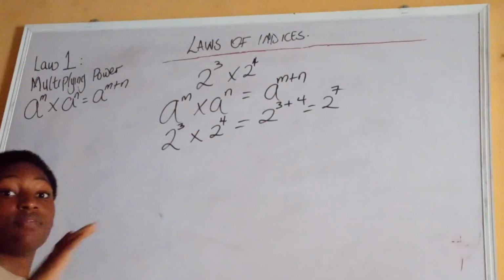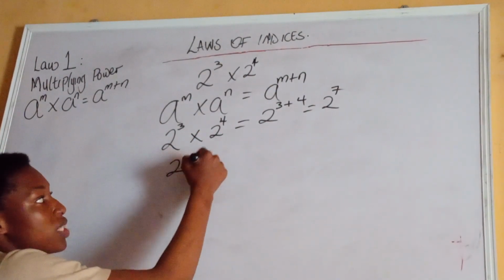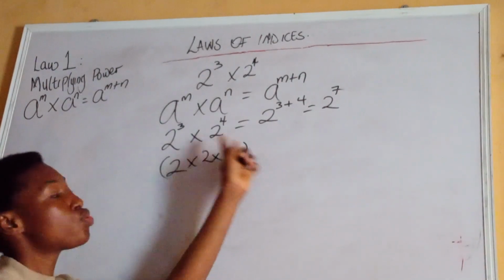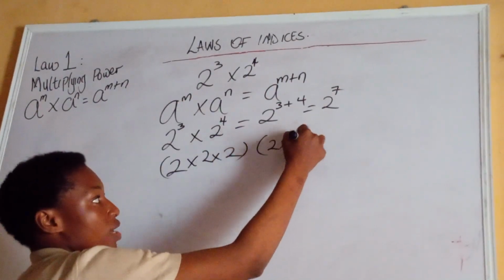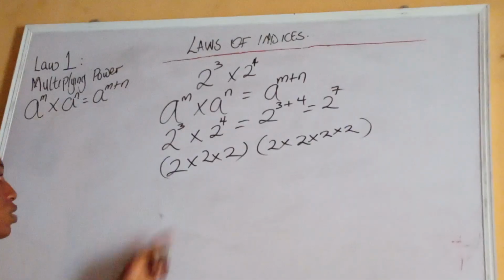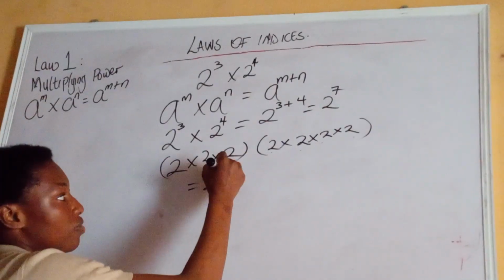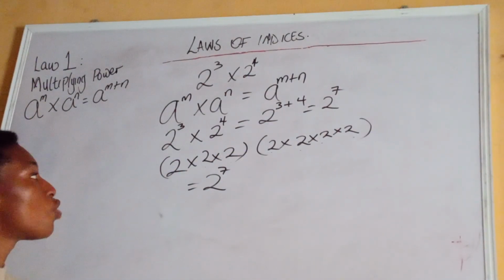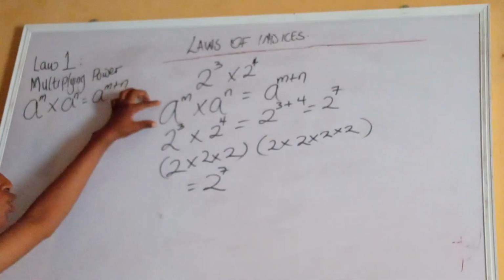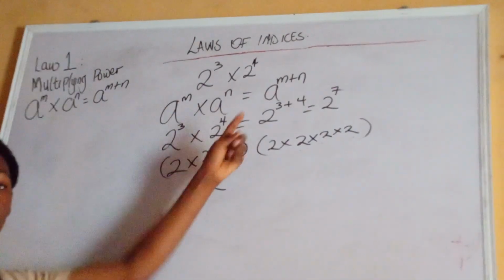To understand this visually, 2 to the power of 3 is the same thing as 2 times 2 times 2, right? And 2 to the power of 4 is the same as 2 times 2 times 2 times 2. Now, if we count, we have 1, 2, 3, 4, 5, 6, 7. 2 to the power of 7. So without going through all the stress of expanding, then counting how many 2s there are, the rule is there. The only exception is you need to have the same base.